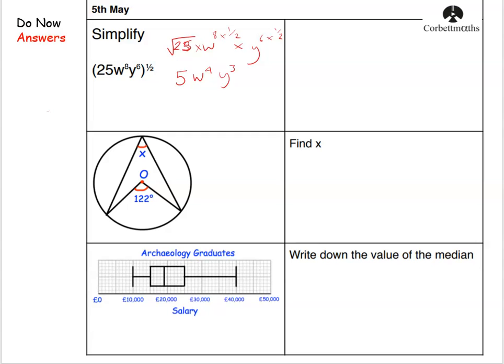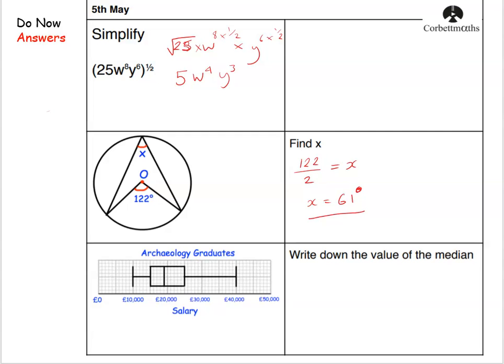For this one here, find x. So this is, hopefully you remember, the angle subtended at the circumference is half the angle at the center. So we're going to do 122 divided by 2 to give us our x. So that will give us 61. So x equals 61 degrees. Okay, so that's our answer for that one. And of course, if they wanted the reason, you would say angle subtended at the circumference is half the angle at the center. So try and use the proper words, please, Year 11.